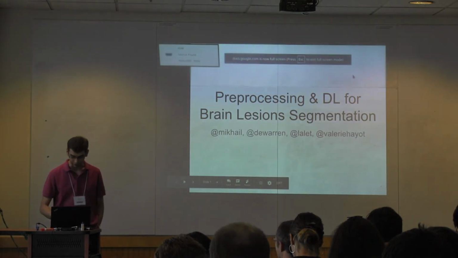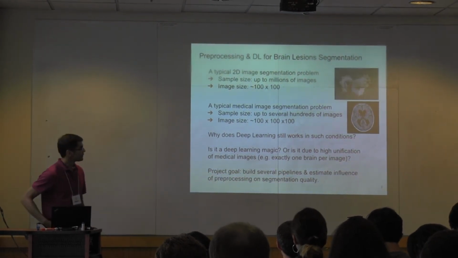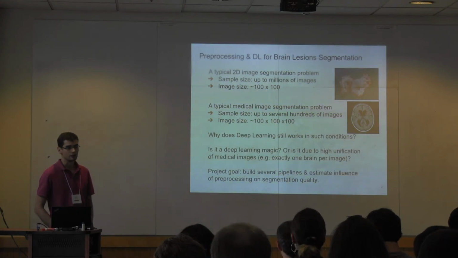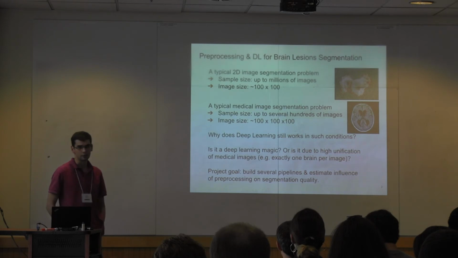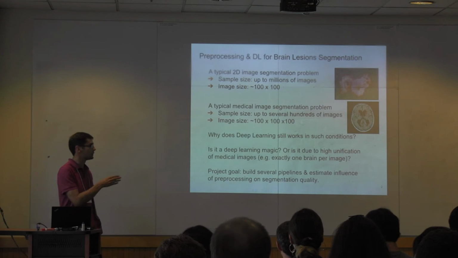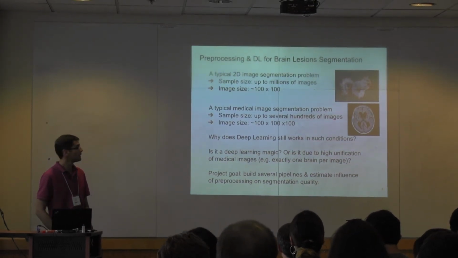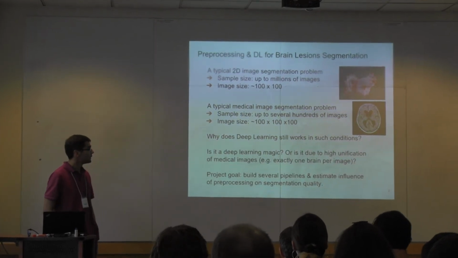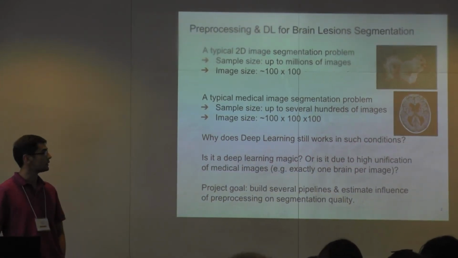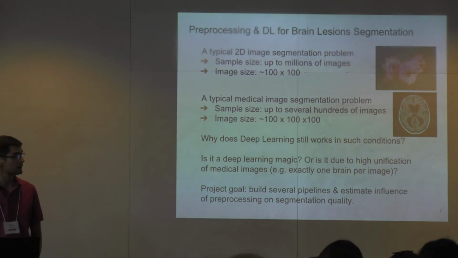So, about deep learning. The idea was to explore this kind of deep learning magic, and the motivation was exactly the same. We know that sizes for typical samples of 2D images can be up to millions of examples, and the images themselves are pretty small. In opposite, for neuroimaging, we have large dimensionality and very low sample size.